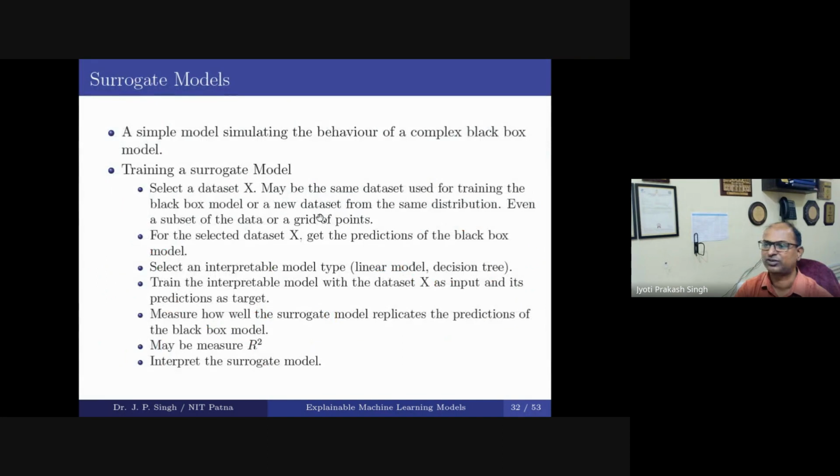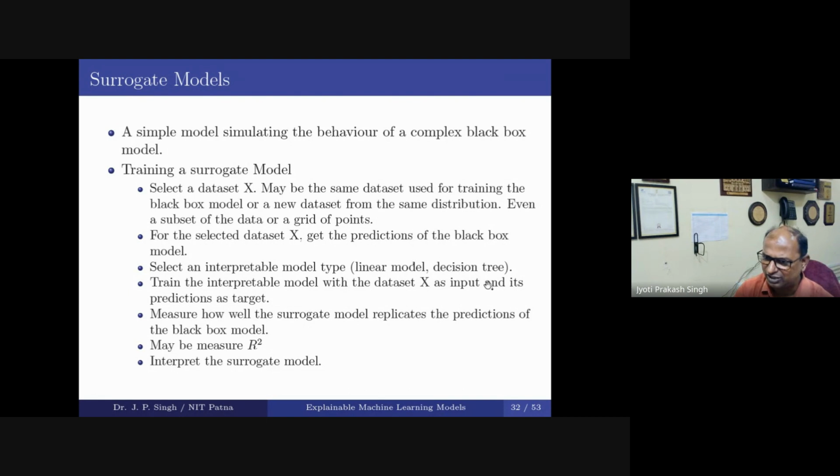So now coming to the slides again. We have created a data set. Now for the selected data set, get the predictions of the black box model. This is also what we did, Y prime we got. Now you select an interpretable model. So you select a linear model, like linear regression, logistic regression, decision tree, whatever. And you train this model with the newly created data set, X prime, and the label is Y prime.